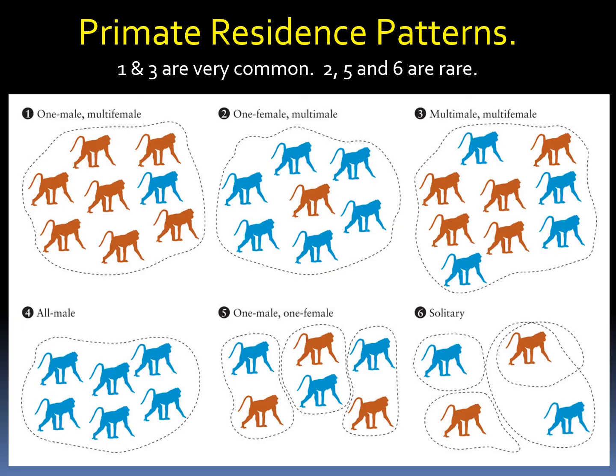These are showing you primate residence patterns, which are highly related to your mating patterns as well. You have one male, multi-female. You have one female, multi-male. You have multi-male, multi-female, all male. You have one male, one female, and then, of course, you have solitary. 1 and 3 are very, very common amongst most primate species. 2, 5, and 6 are exceptionally rare.